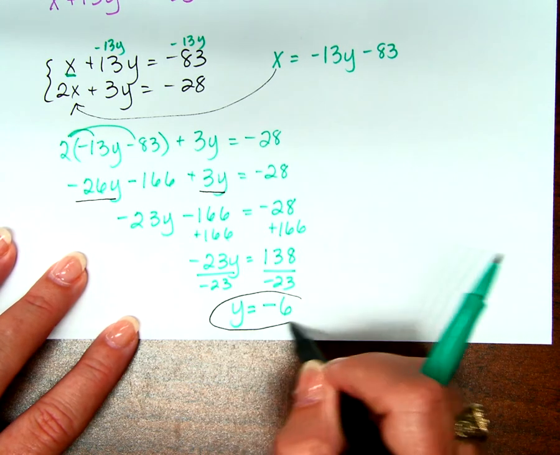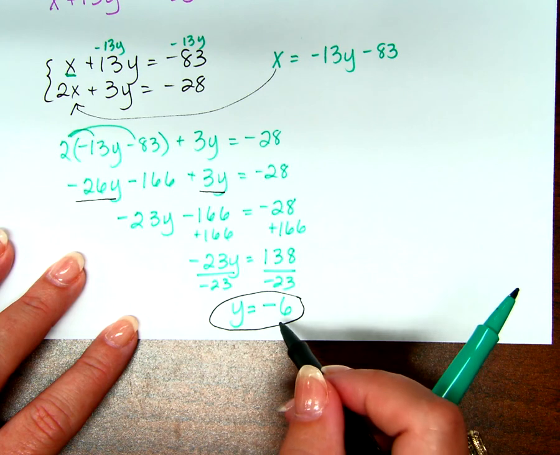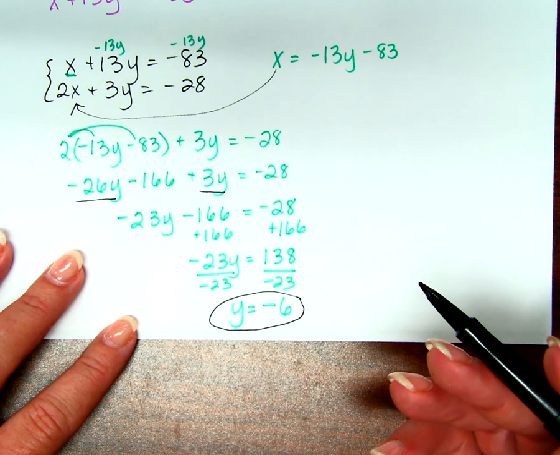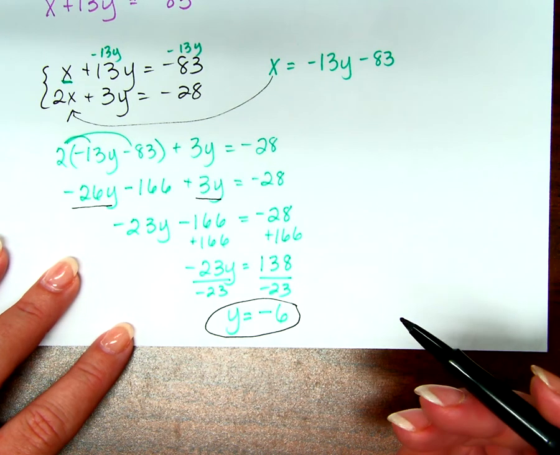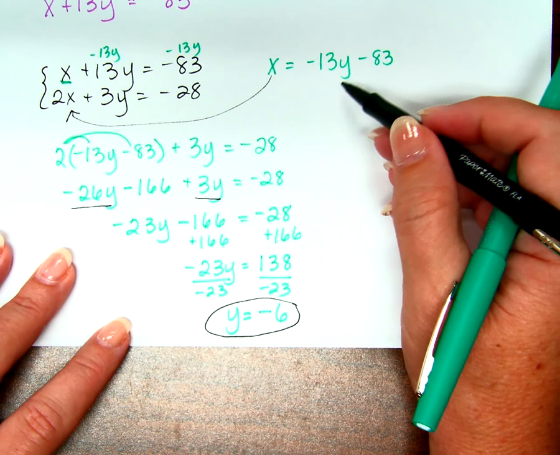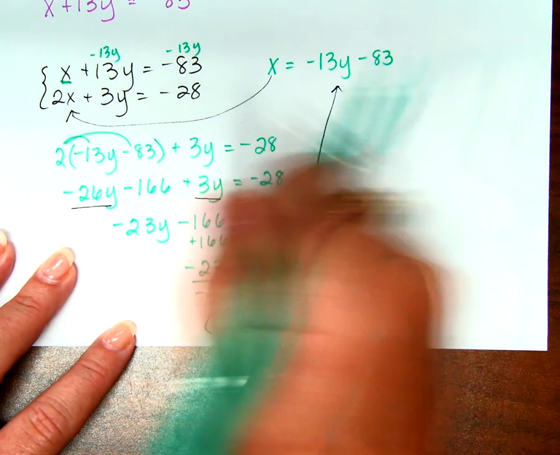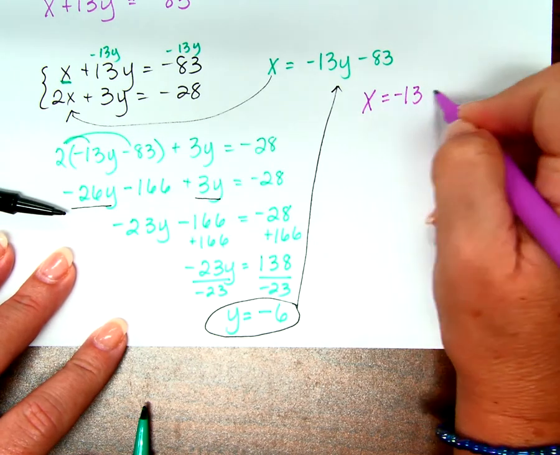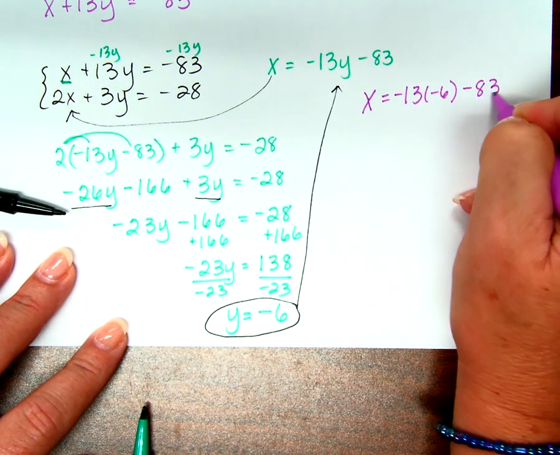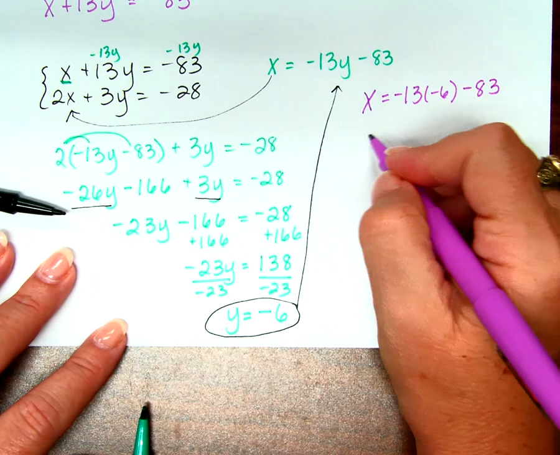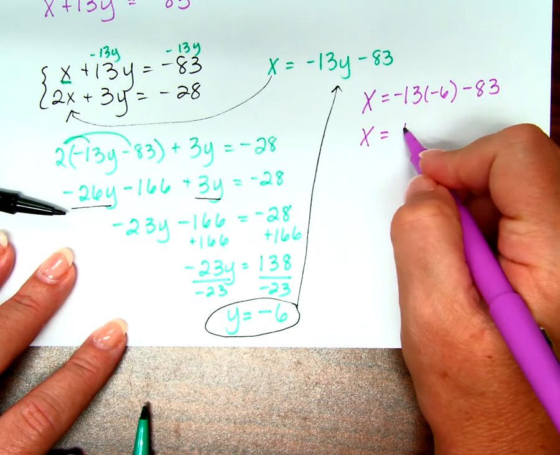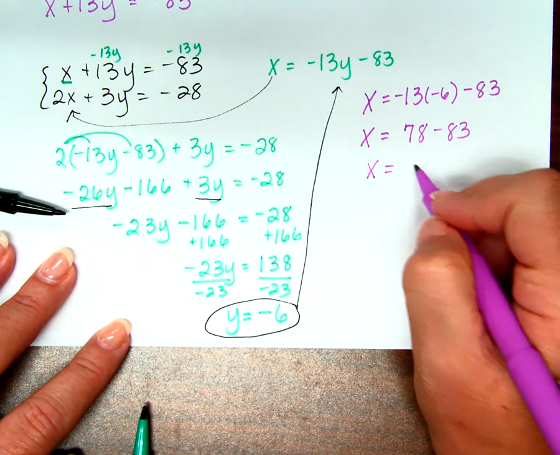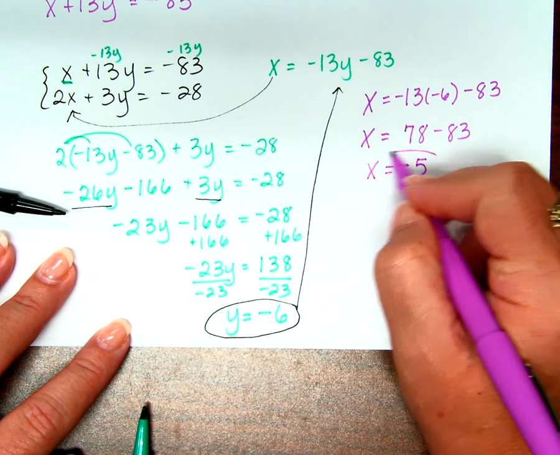Yes, I finally found part of my answer, right? I finally found what one of the variables equals. What do I do with it now? Where? So I probably want to go here first, right? I want to go here. X equals negative 13 times negative 6 minus 83. X equals 78 minus 83. So X equals negative 5.